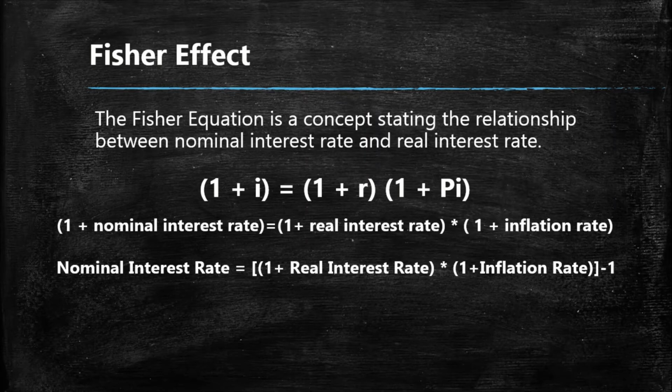shows the relationship between nominal interest rate and real interest rate. We use this equation if you want to solve for the value of the nominal interest rate or the real interest rate, including the effect of inflation rate. So as you can see, it has a formula that we follow. So 1 plus I is equal to 1 plus R multiplied by 1 plus PI.